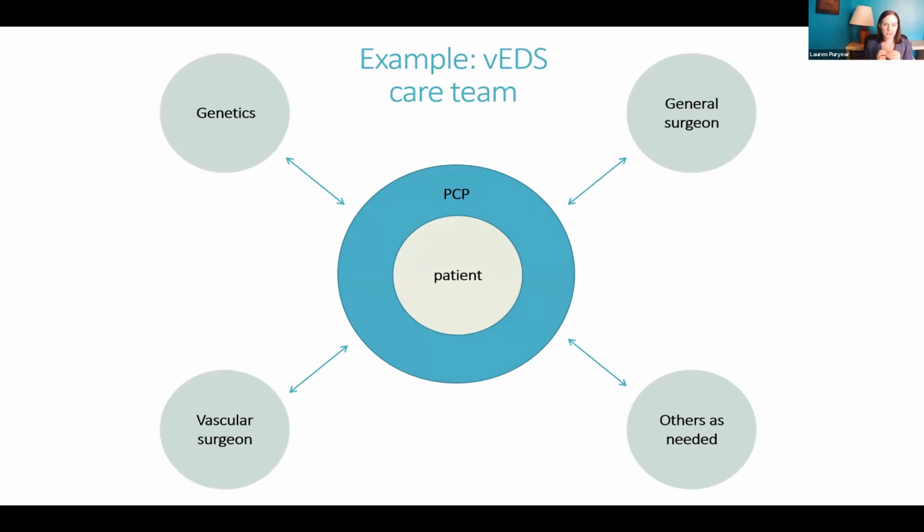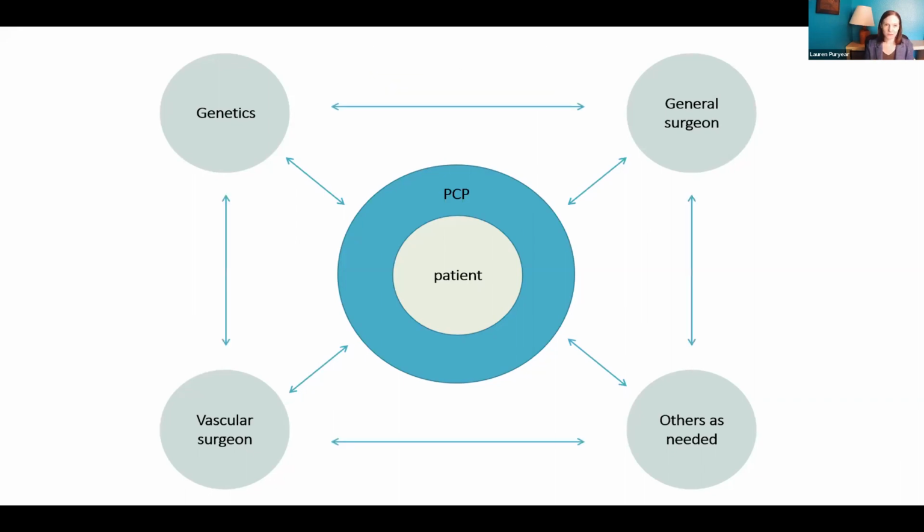And then the patient and that coordinating provider communicate with all of the other people on the care team. So this is an example of the specialists we might talk about with somebody who has a diagnosis of vascular EDS. And as I said before, who those different providers are really depends on the situation, but it's important that they all have good lines of communication with that coordinating provider and with the patient. And then ideally, of course, all of those folks can also communicate with each other to make sure that everybody's on the same page and knows when something has happened, what's going on.